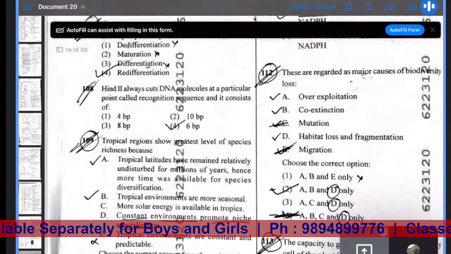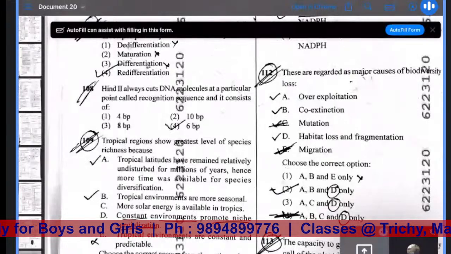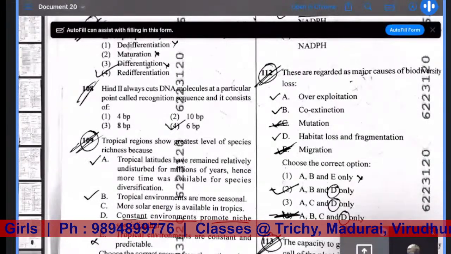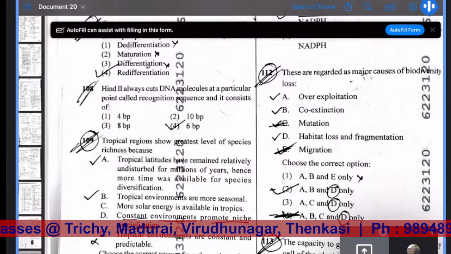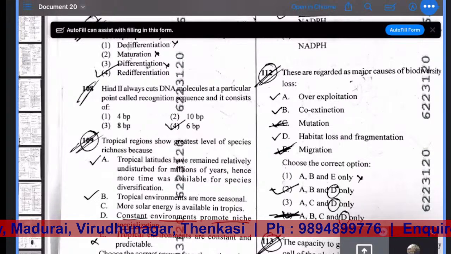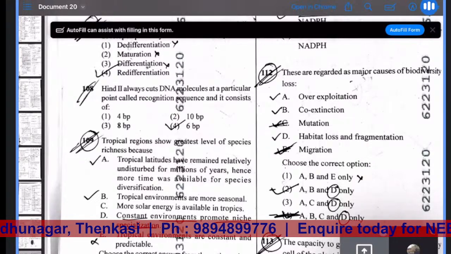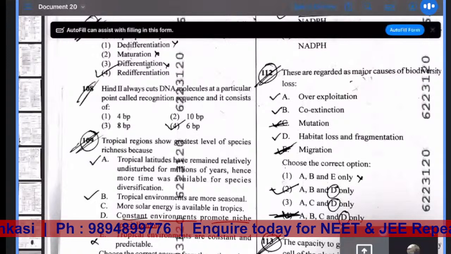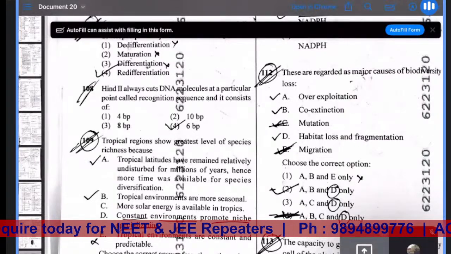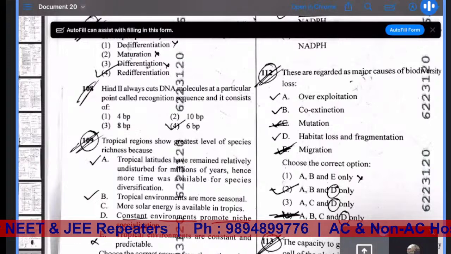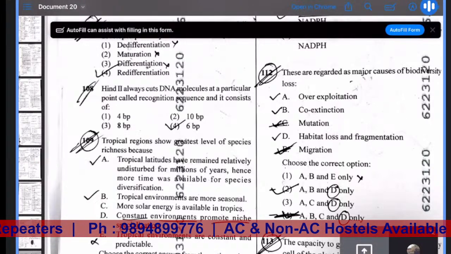HinII always cuts the DNA molecule at a particular point called the recognition sequence, and it consists of... This is directly given in your NCERT book. HinII was the first restriction enzyme which was isolated, and it cuts the recognition sequence which consists of 6 base pairs. So option 4 is the right answer. Okay. Then question number 109.